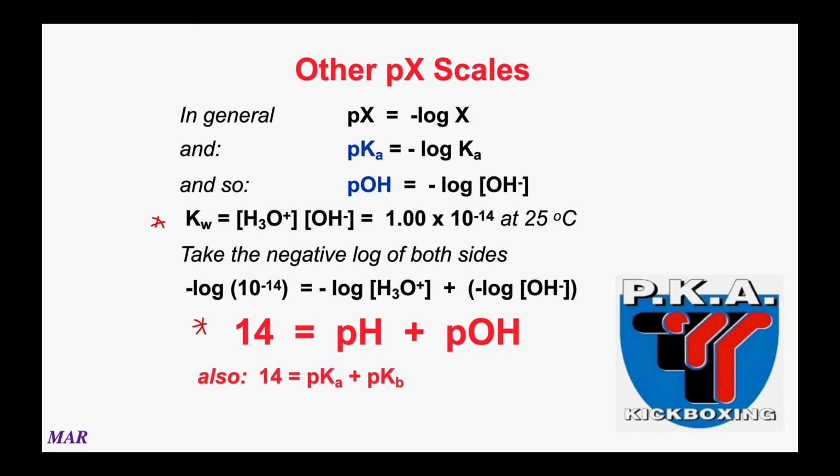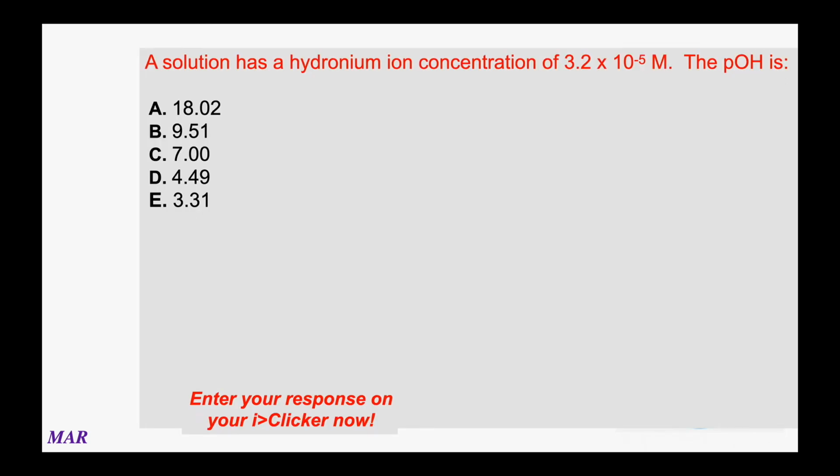Sorry about that. A solution has a hydronium ion concentration of 3.2 times 10 to the minus 5 moles per liter. What is the pOH? Okay, so there's a couple different ways that you can do this problem, all right? So hydronium is the H3O plus, and we want to somehow get a pOH out of it. And so one way to do this would be to use Kw. Kw equals hydronium, that number, times hydroxide.